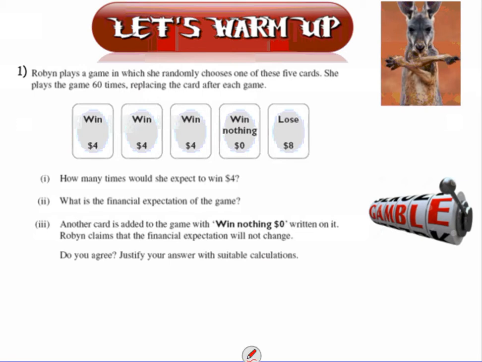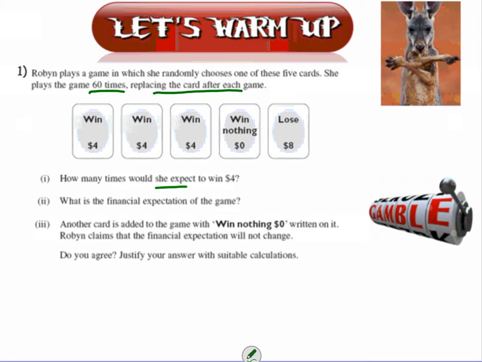Here we go. So Robin plays a game in which she randomly chooses one of these 5 cards. She plays the game 60 times, so that's important, 60 times, replacing the card after each game. That's also important. How many times would she expect to win $4? So this is a bit of an expectation problem.